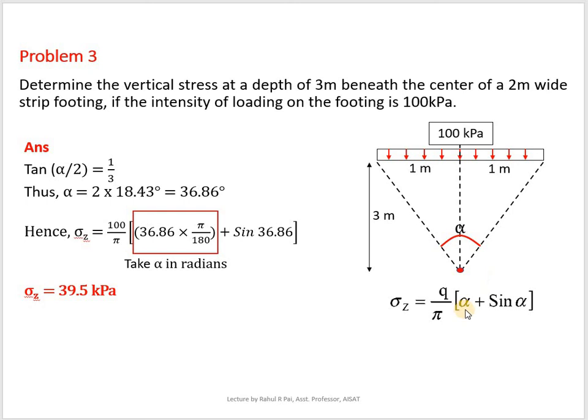So you have alpha. Now directly substitute q as 100 kPa and alpha as 36.86. But when you substitute alpha here, it must be in radians. So you multiply 36.86 with pi by 180, then plus sine 36.86. You can check whether the answer is sigma z equal to 39.5 kPa. Okay, so this is the problem regarding strip footing.